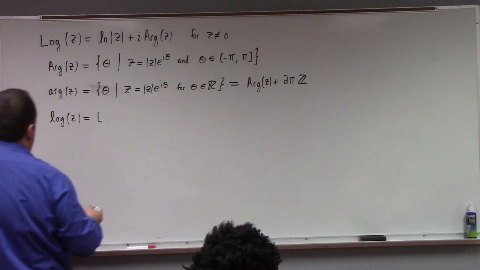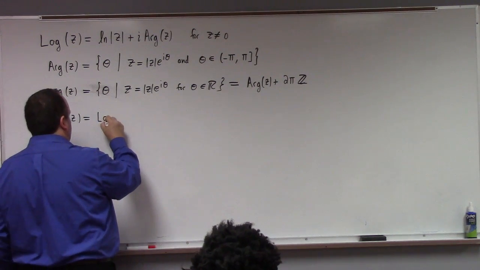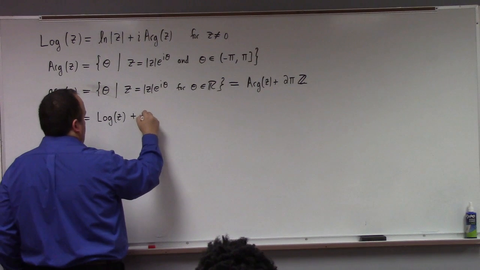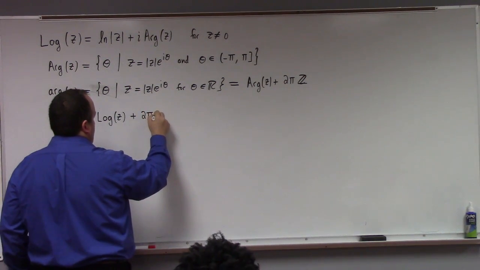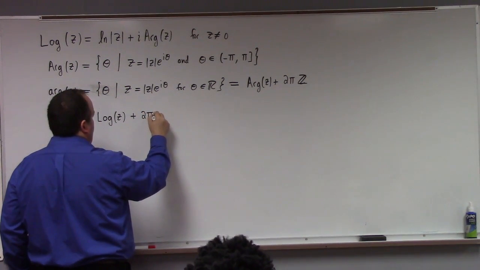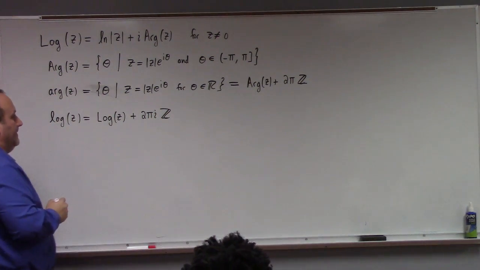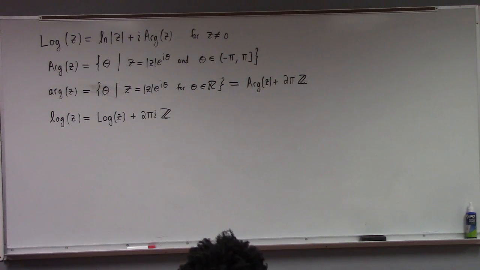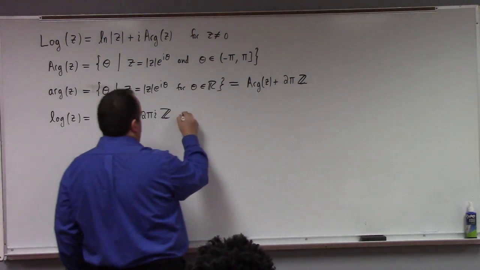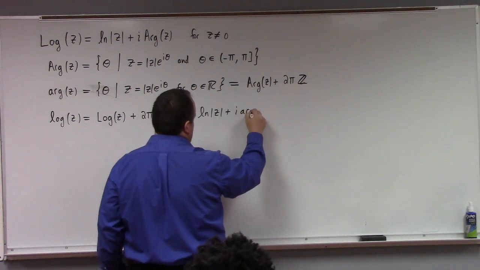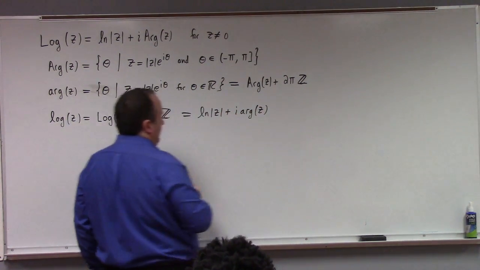So little log, you could say it's just big log, right? Plus 2 pi iz, right? I suppose alternatively you could also say it's the natural log of the modulus of z plus i little arg z. That would also be true.